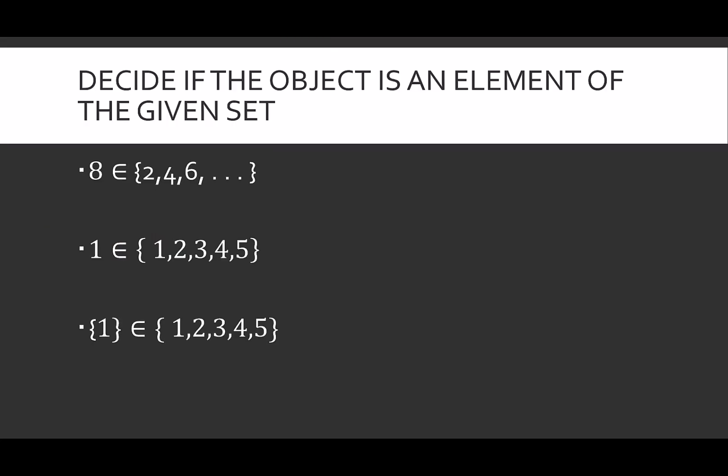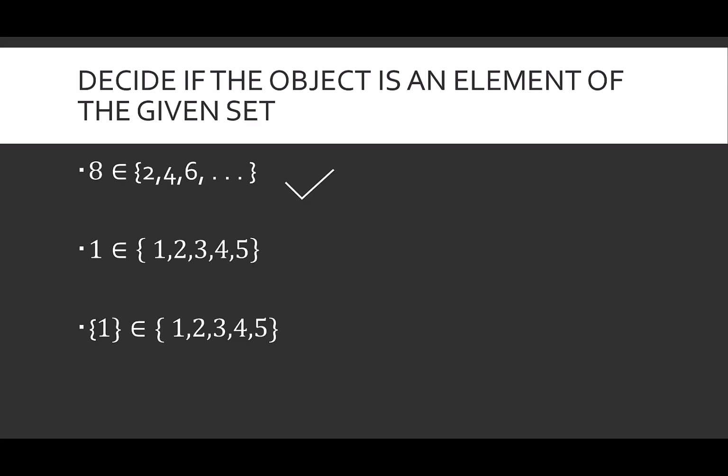Let's decide if the object is an element of the given set. We start with 8 being an element of {2, 4, 6, ...}. The ... says we're continuing the same pattern. Our pattern is we're either adding to or just looking at evens. But in either case, the next number in the set would be an 8, so we say that yes, 8 is an element of the set.